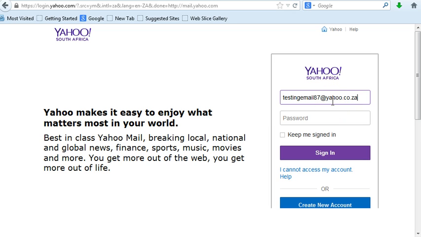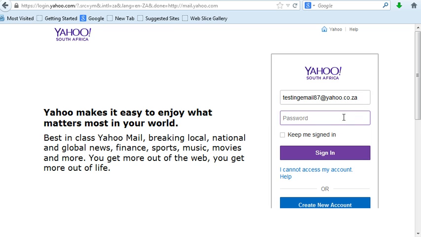Yahoo, in our case, is the provider. Then .co.za means that Yahoo is a company that is located in ZA, which stands for South Africa. All countries have different abbreviations.